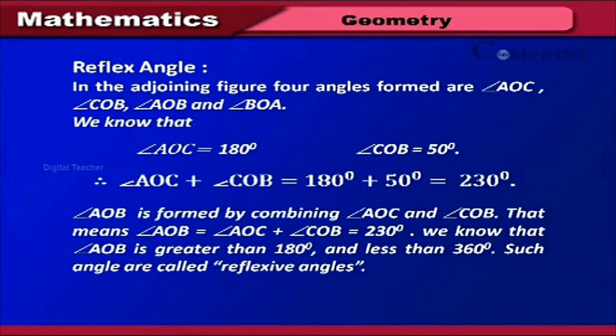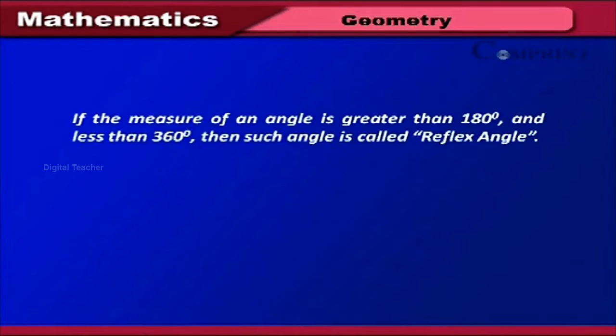We know that angle AOB is greater than 180 degrees and less than 360 degrees. Such angles are called reflex angles. If the measure of an angle is greater than 180 degrees and less than 360 degrees, then such an angle is called a reflex angle.